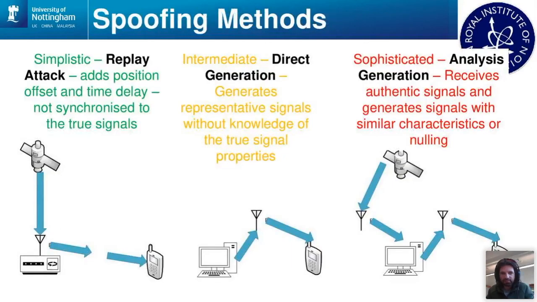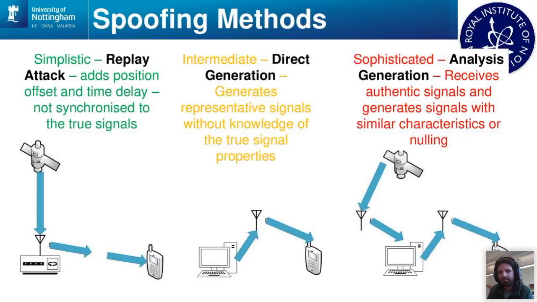Here's 3 basic ways of spoofing a signal. You can take the signal you're receiving on the left-hand side from a satellite and just replay it to the antenna. You can also forget about the signal that you're actually receiving and just generate GNSS signals yourself and try to fool the receiver that way. And that's the intermediate level of spoofing.